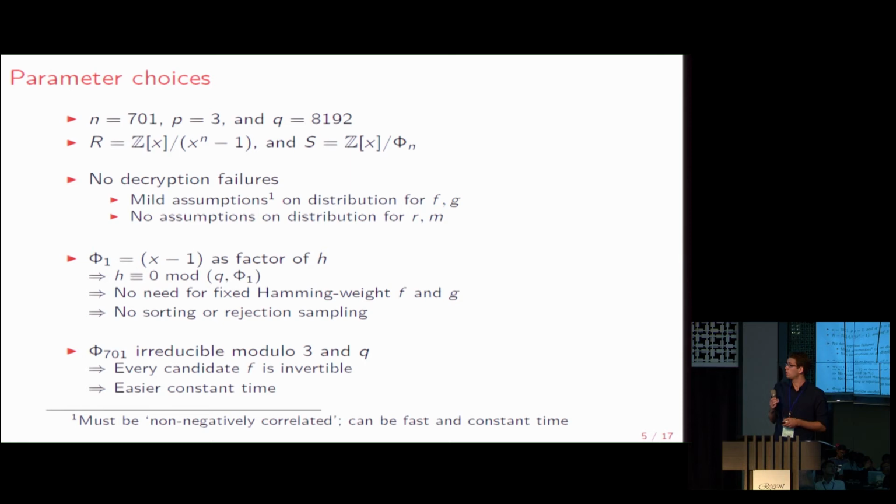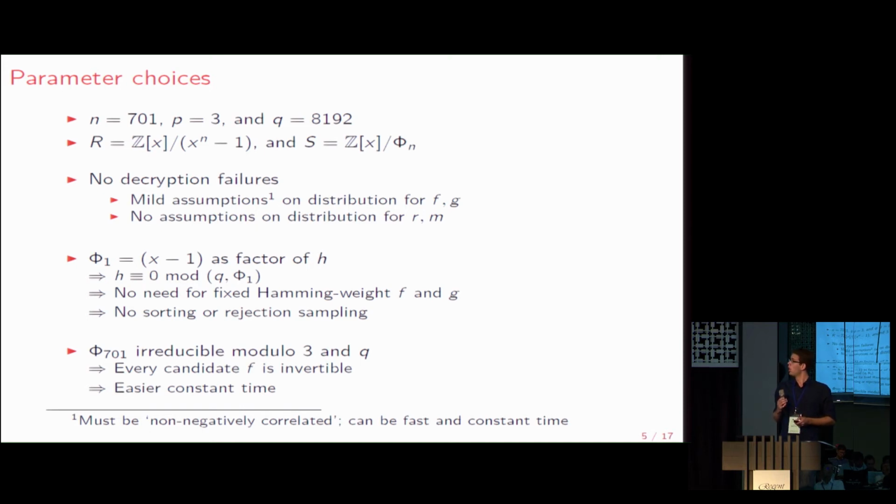Similarly, because this n is 701, it's irreducible mod 3 and q. This means that F is, there's some reason for this, I'm not going to go into the details here, but the conclusion is that F is always invertible. So also you don't need to worry about picking invertible F, no invertibility tests, which also makes it very easy to do this in constant time. All in all, this makes this parameter set straightforward to implement in a constant time way, especially during key generation, which is the crucial part here.